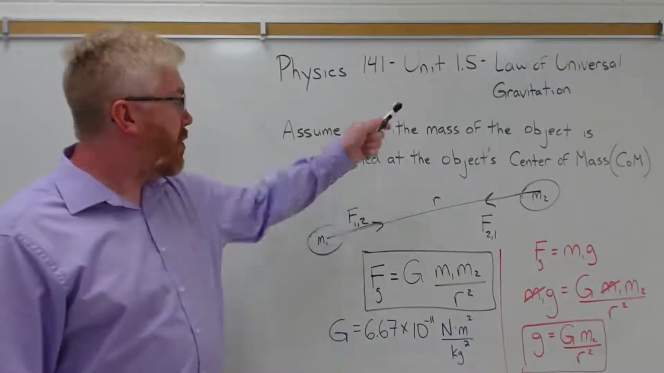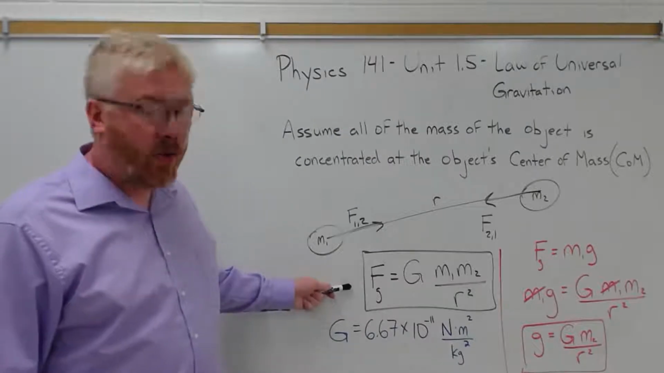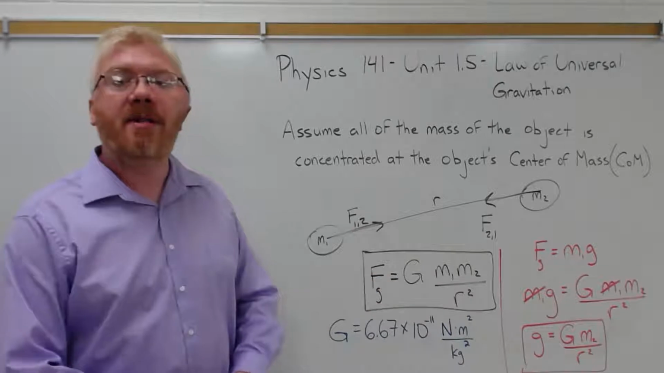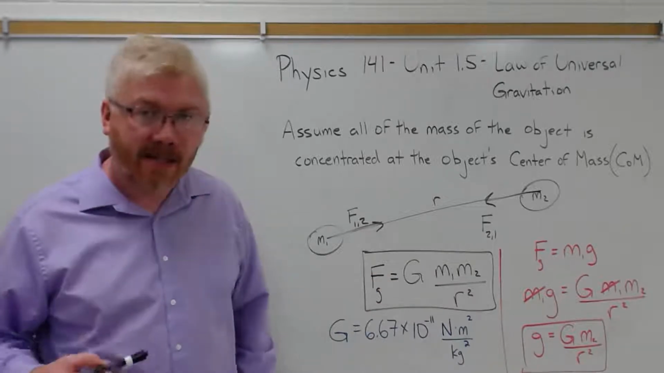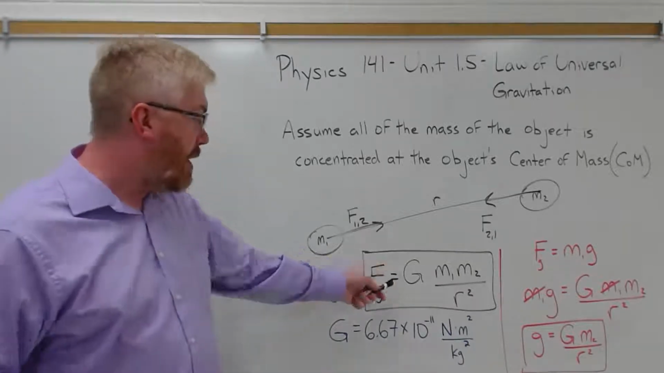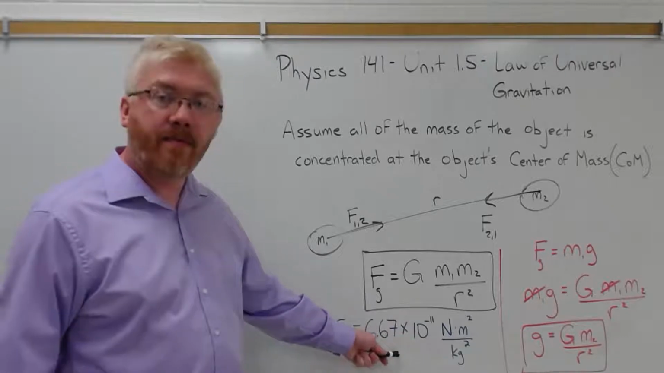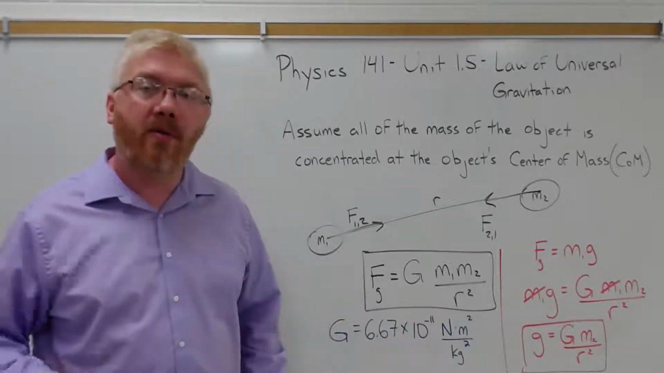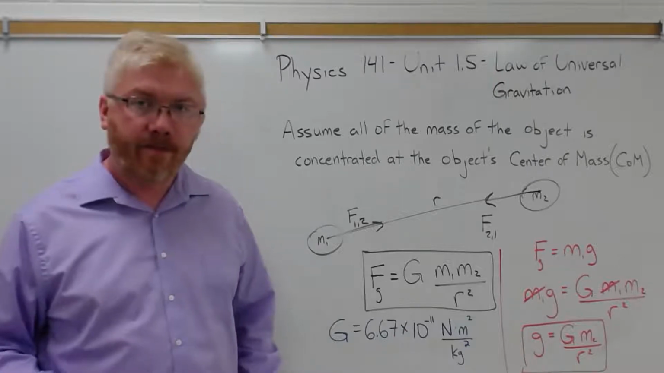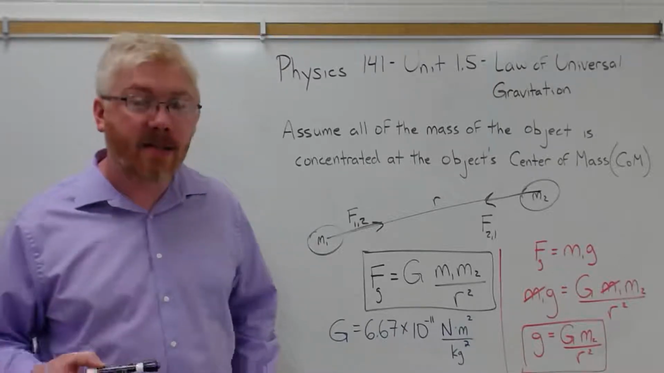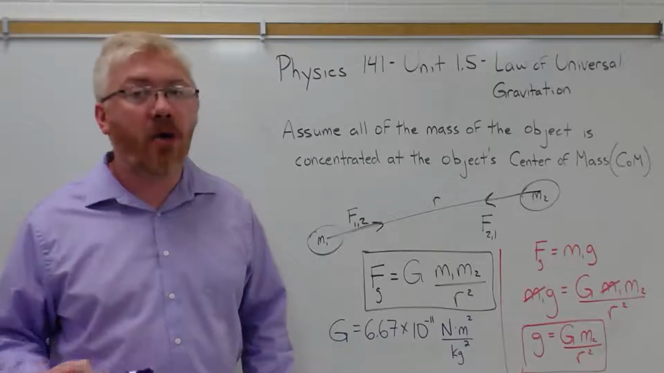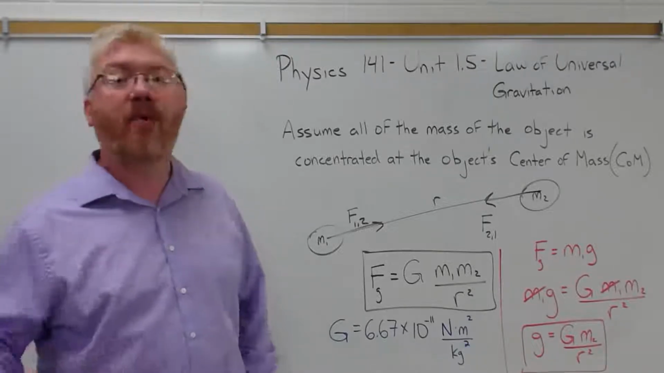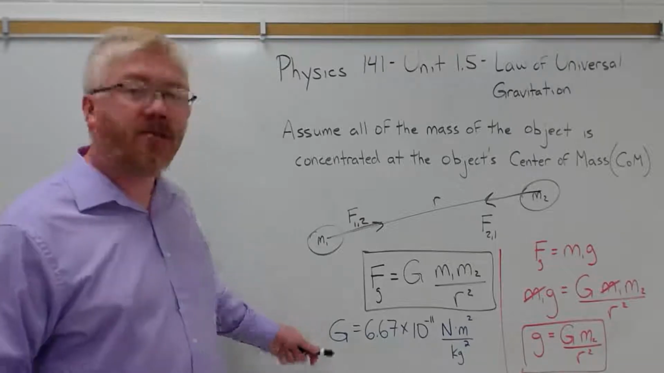The law of universal gravitation is given by the following equation. The force of gravity is equal to capital G. That's the universal gravitation constant. Capital G is equal to 6.67 times 10 to the minus 11 newton meters squared over kilograms squared. That is a universal constant. That does not change depending on where you are on the Earth. That does not change depending on where you are on the moon or just floating in the depths of space. Capital G is always the same.